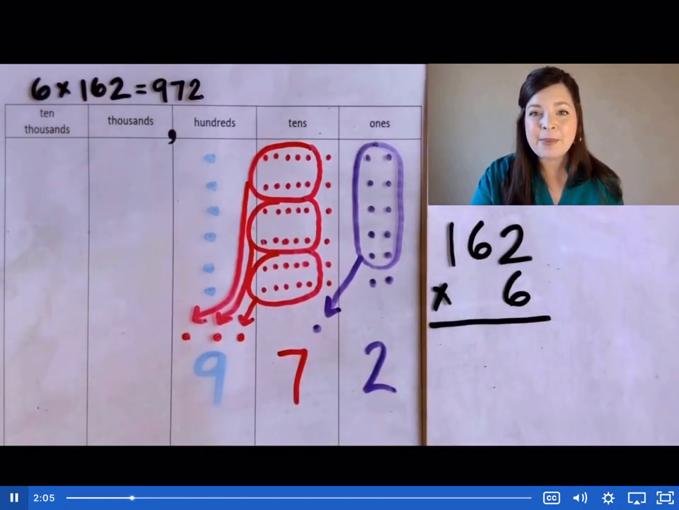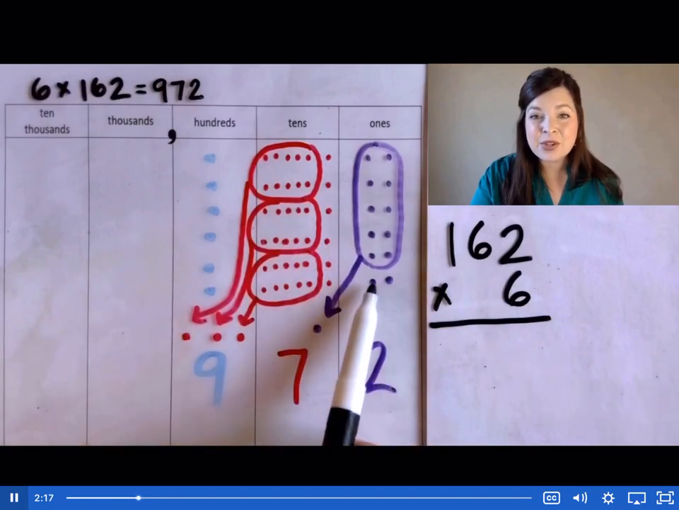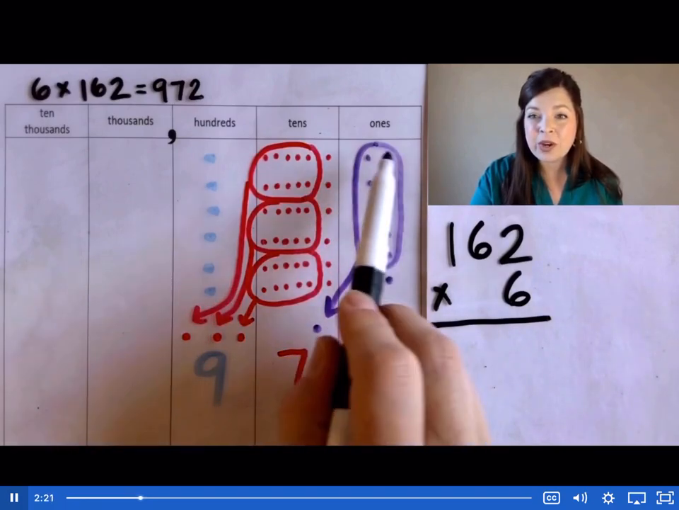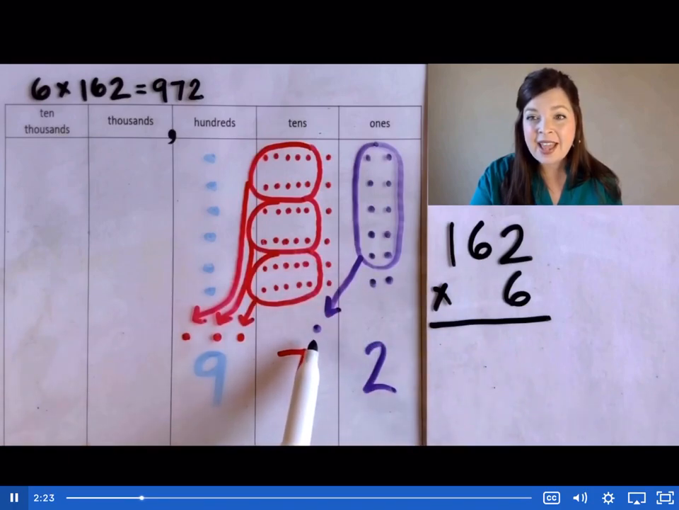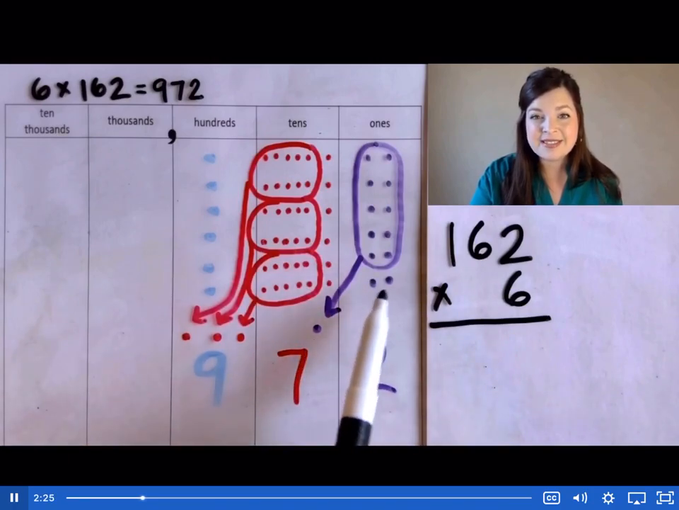Now, tell me what happened in the ones column of our place value chart. Pause the video to explain. In the ones column, we multiplied 6 times 2 ones to get 12 ones. Then we regrouped 10 ones to make 1 ten, and we're left with 2 ones.